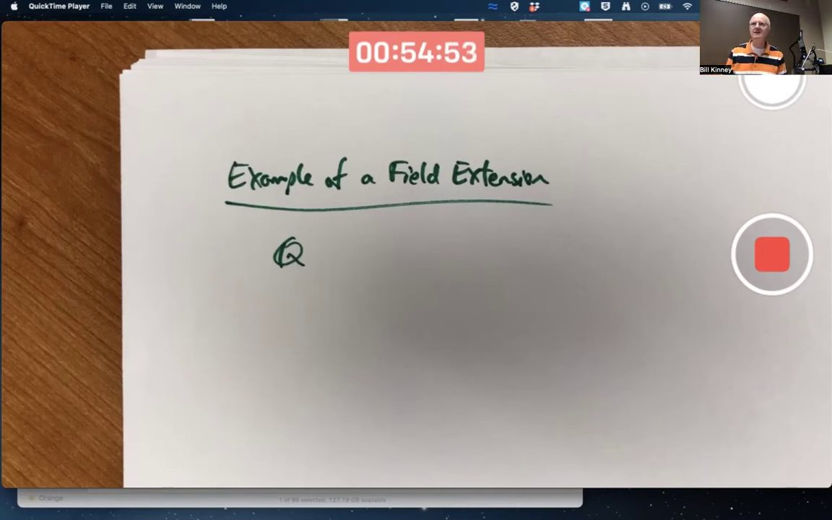You add the fractions by getting a common denominator. You multiply the fractions by multiplying their numerators and multiplying their denominators, right? Those are things that you've known since 4th, 5th, 6th grade. Q does form a field.